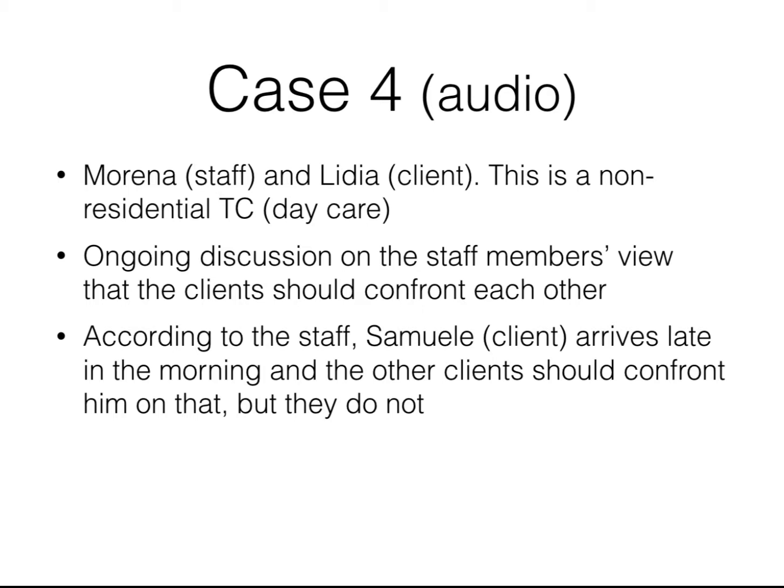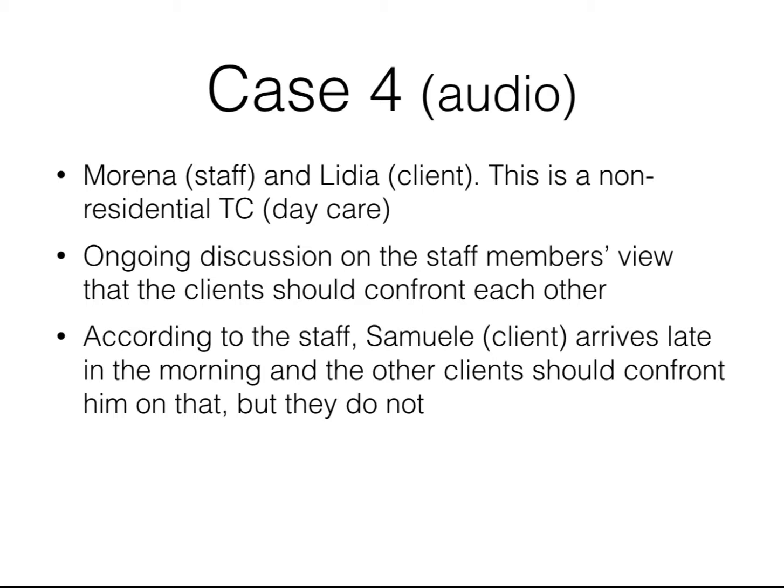So we have a staff member, a woman, this time, Morena, and a young client. This is a daycare, a non-residential TC, okay? There has been an ongoing discussion in this case on the staff members' view that the clients should confront each other a bit more. And it is part of the therapeutic community process that there is a bit of an expectation that everybody will contribute to each other's learning and recovery.